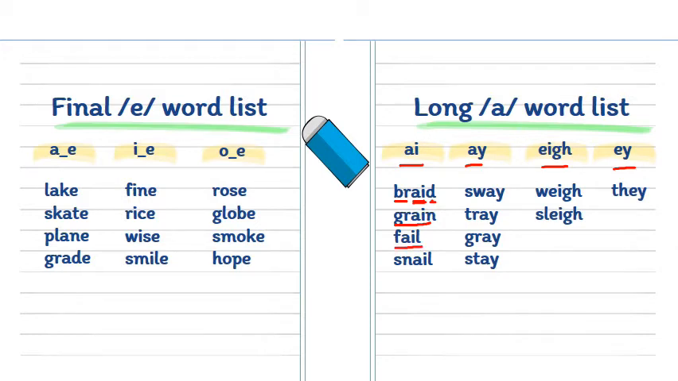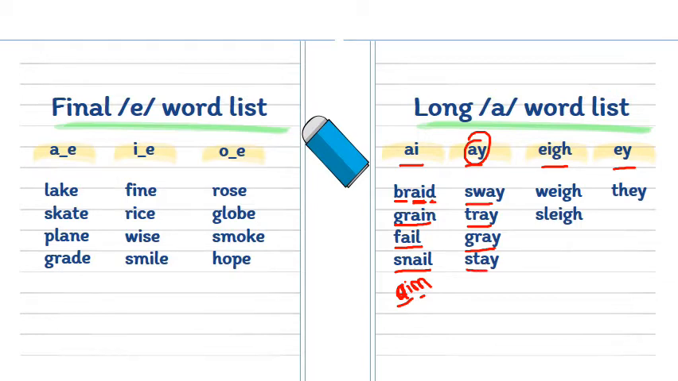Fail, snail. Now this sound, sometimes it doesn't come only in the middle, sometimes I can have it also in the beginning, as in aim. When you aim at something, maybe you want to shoot it, so you aim and then you shoot. Now here I have the AY. The AY usually comes at the end. This vowel team comes at the end. For example, sway, tray, gray, stay.